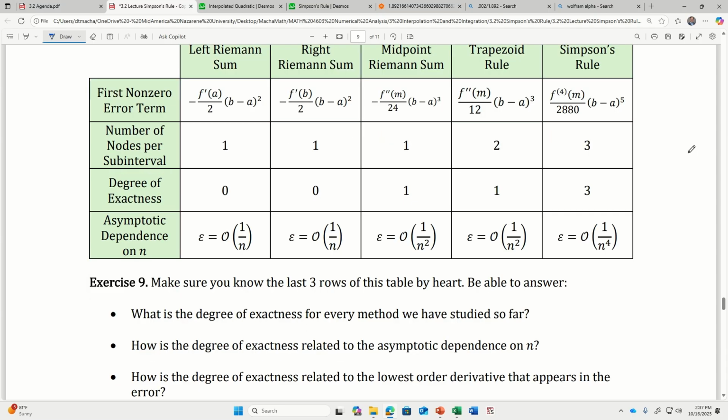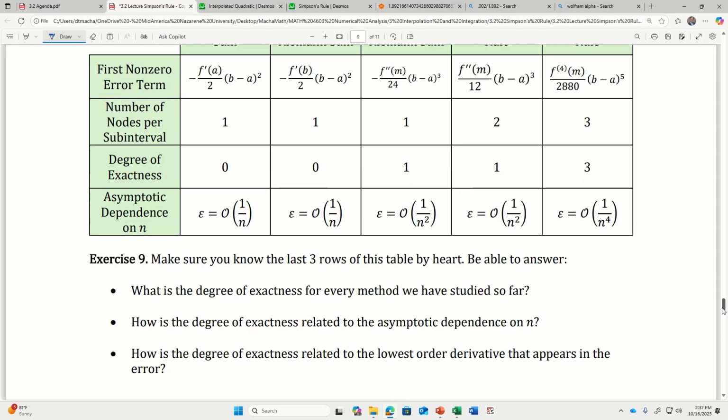So what I would like you to be able to answer is this. What are some critical things to know about numerical analysis? What is the degree of exactness for every method we've studied so far? So on your test, I'm going to ask you, what's the degree of exactness for a left Riemann sum, a right Riemann sum, a midpoint Riemann sum, a trapezoid rule, a Simpson's rule? You should know it's 0, 0, 1, 1, 3.